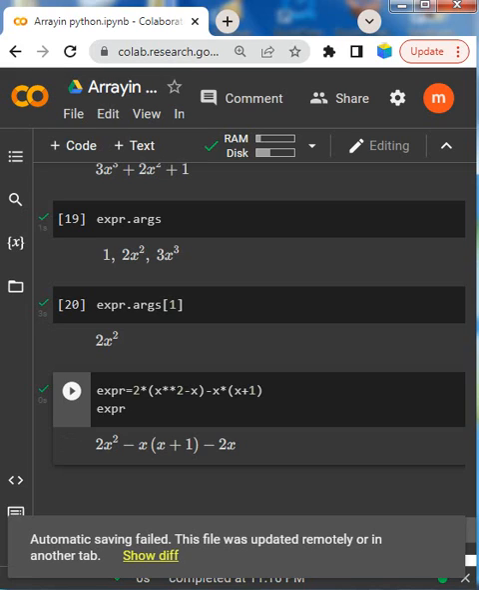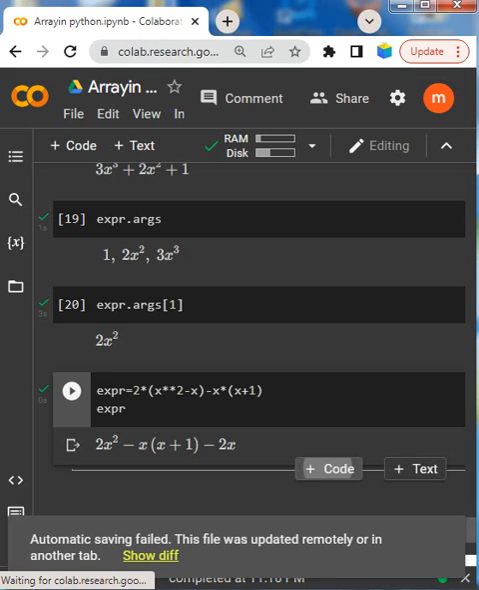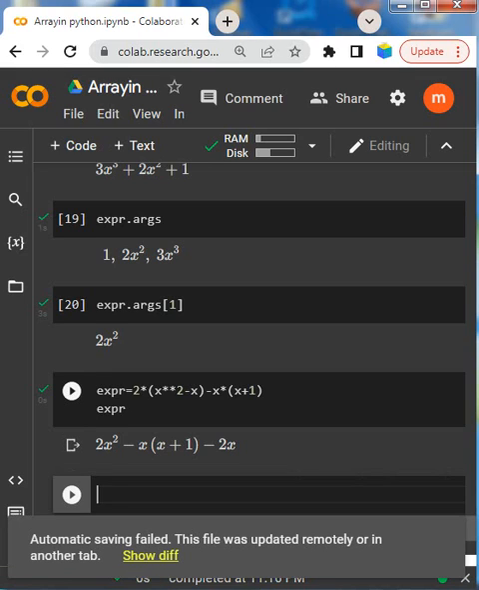It's great. Similarly, you can also simplify here. Whenever x is multiplied with x, it is x square, so it is a like term, 2x square and minus x square. So now I want to simplify here. sympy dot simplify, and I am simplifying expr.